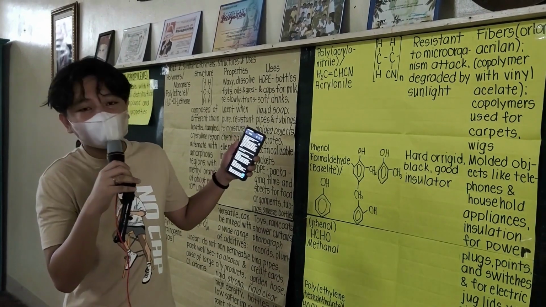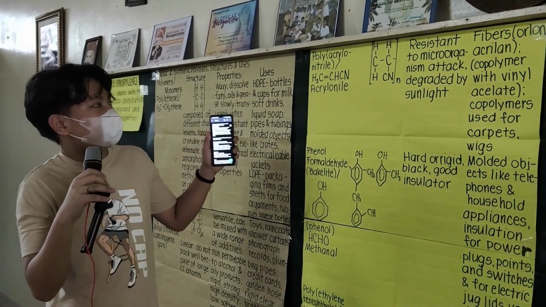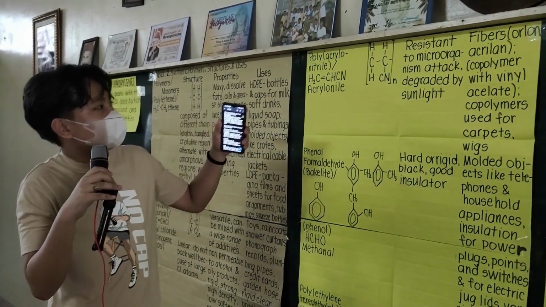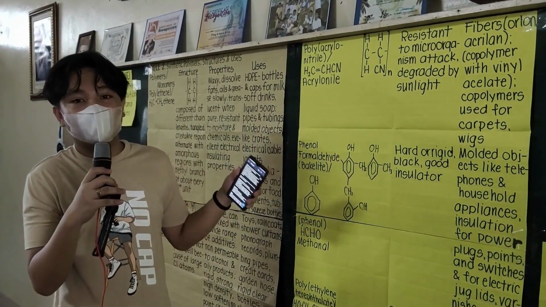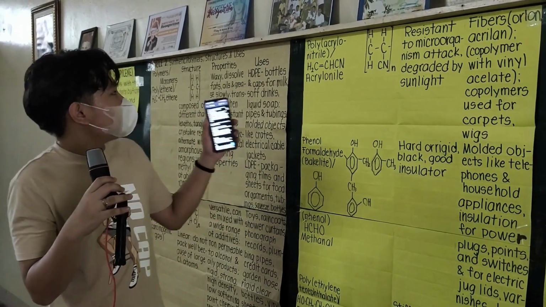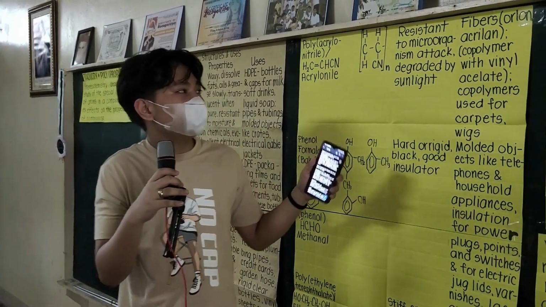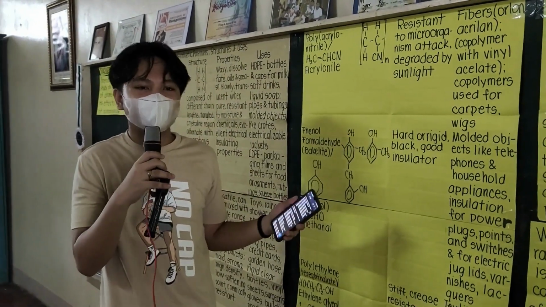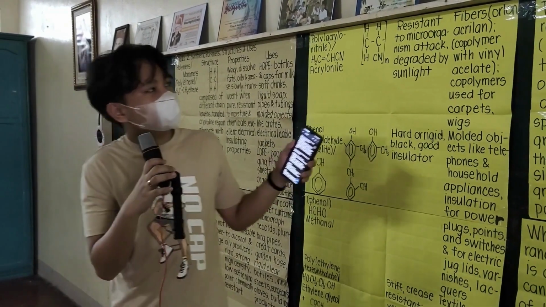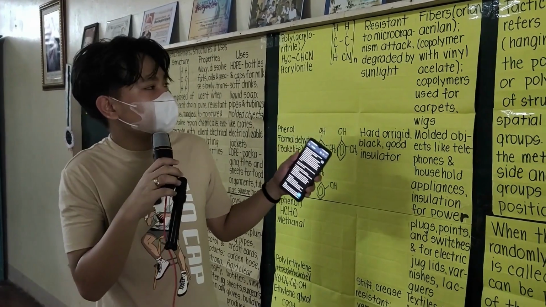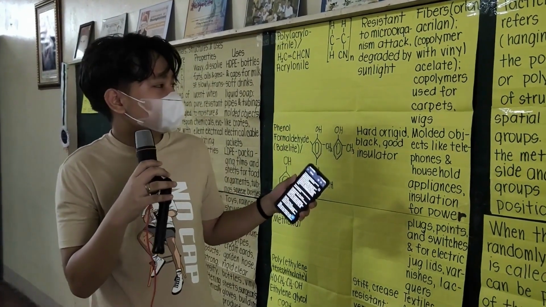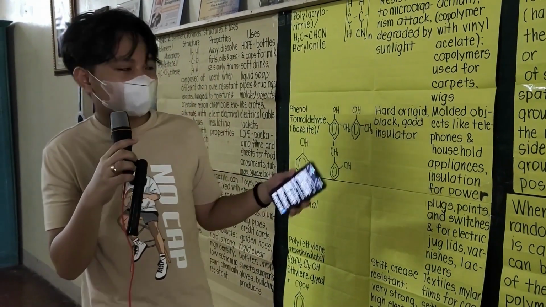Here we have our third polymer that we are going to talk about, which is polyacrylonitrile. It is composed of 2 carbons, 3 hydrogen, and 1 cyano group. Its properties are: it is resistant to microorganism attack, and it is degraded by sunlight. Its uses are for fibers, Orlon, Acrilan, copolymer with vinyl acetate, and copolymers used for carpets and wigs.